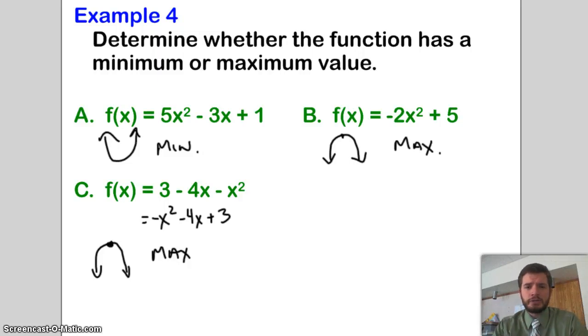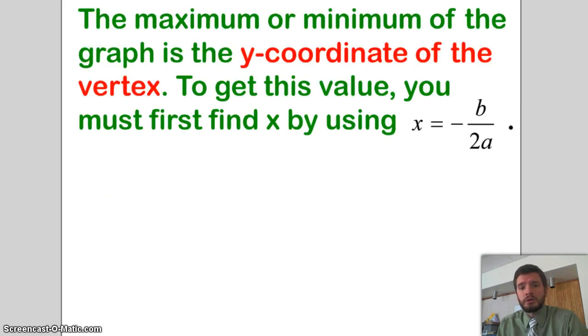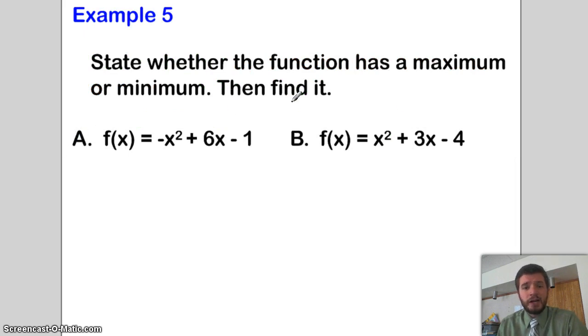We left off right here talking about minimums and maximums. Let's talk about how to find them. We know that the minimum or maximum is always going to be the y coordinate of the vertex. In order to get this value, we have to find x using the axis of symmetry formula that we learned earlier. We're going to do a couple of these, but we need to find the y coordinate in order to figure out what the actual maximum or minimum is. So we're going to tell whether it has a maximum or minimum, and then we're going to find it. In this case, this basically just means find the vertex. So let's go ahead and get to it.